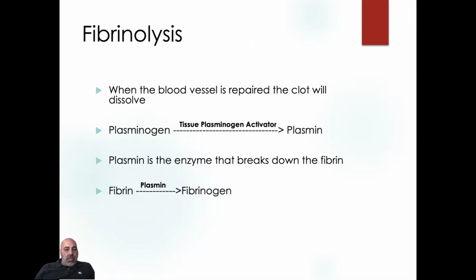Now, how do we break up the clot? This you guys did not cover. So we need to reverse this cascade. Basically, we have a zymogen, plasminogen, floating around, and we release TPA, tissue plasminogen activator. TPA causes it to convert into plasmin. Plasmin will cause fibrin to convert into fibrinogen. It's now deactivated. So that's how we break down clots. We use TPA as a medication in the hospital.